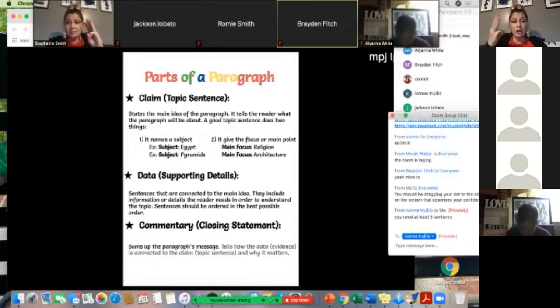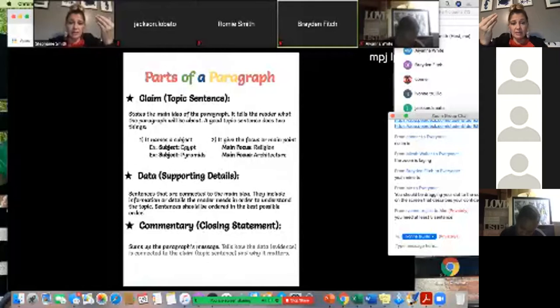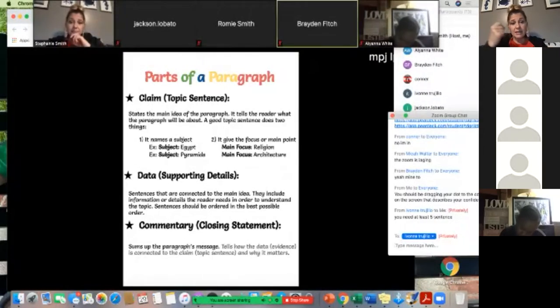These are not sentences, these are parts. First part is your claim, the position you're taking about this topic. That is your topic sentence. It's what states the main idea. It tells the reader what it's going to be about, what your paragraph is going to be about. You've got to have this.